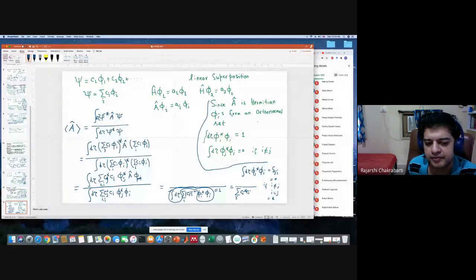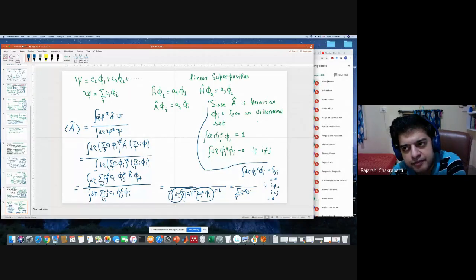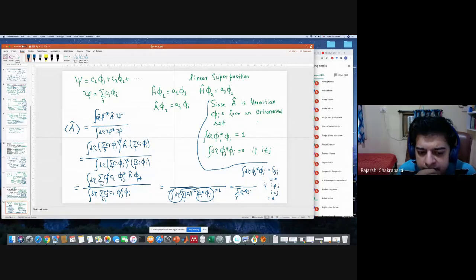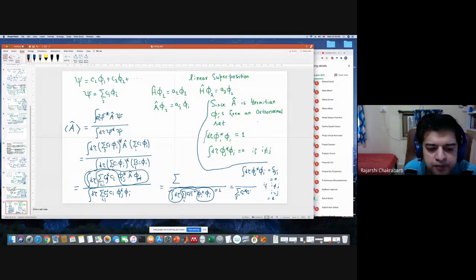Okay, is this clear? Rahul, this is what you want to show, no? Rahul, are you there? Yes, I am. So now what is going to happen in the denominator? Now you know that when A operates on phi i, it gives you ai, isn't it? So what is going to happen here? Because then you integrate this. We have essentially integration like this. And here again, only i equal to j term will survive, isn't it?